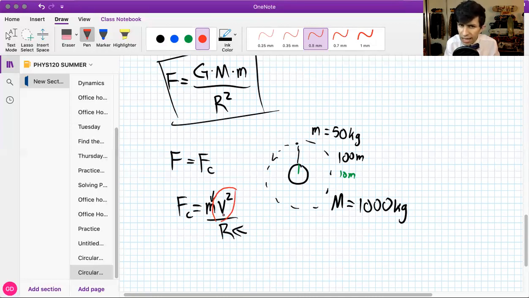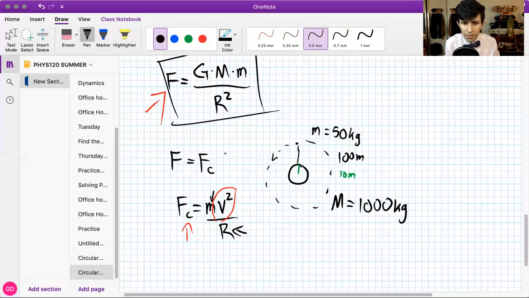But we can't do that. We don't actually know the centripetal force. And so that leads us into needing another equation to replace this value that we don't know. That's where the universal force of gravity comes in, the equation for that one, this equation.